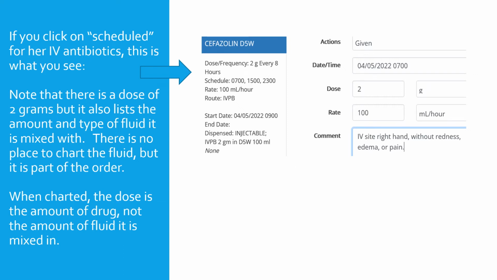pre-populate, my dose is 2 grams, the dose of the drug, not the amount of fluid. And then the rate is what's ordered, which is 100 mils per hour. The comment I'm going to make here is about the IV site. It's in her right hand. It's without redness, pain, or edema. So this is just a little different than charting the primary fluid, where the dose was the number of mils of fluid contained in the bag. For a medication, we're talking about the dose of the medication, the antibiotic, the steroid, the heparin, the insulin, whatever it is, we're giving IV.